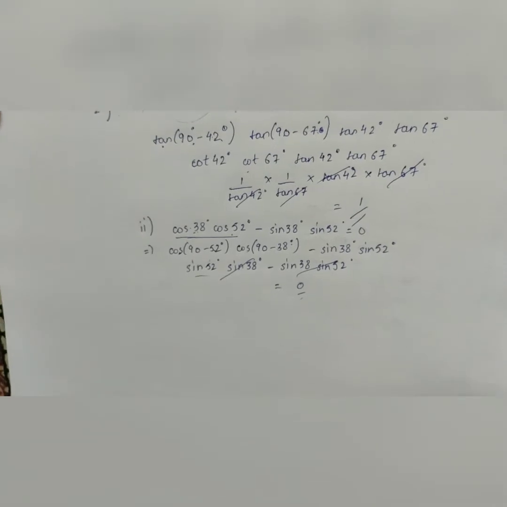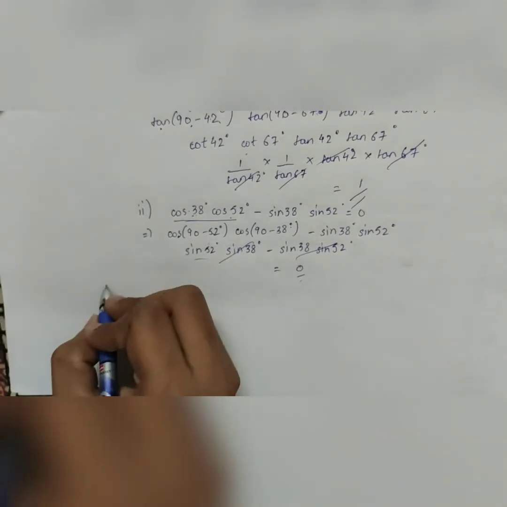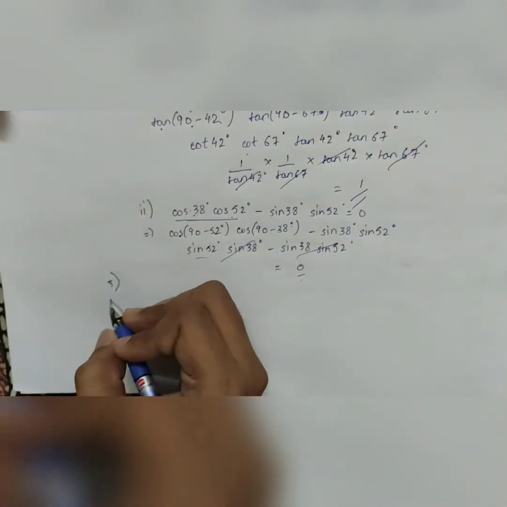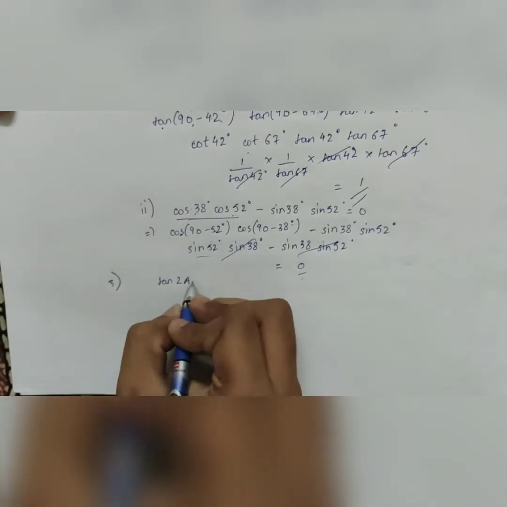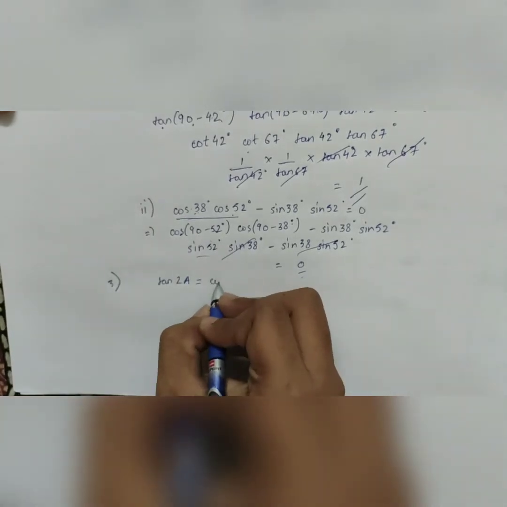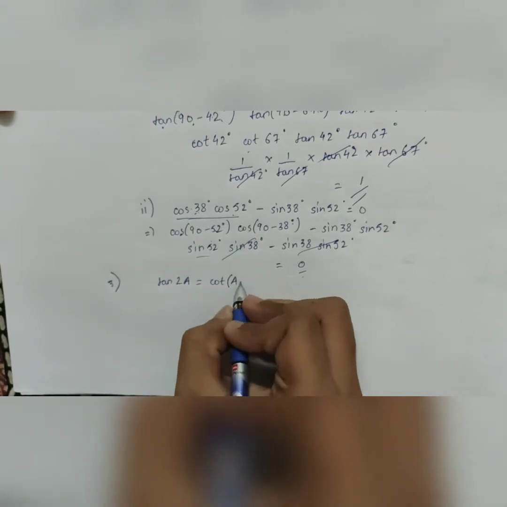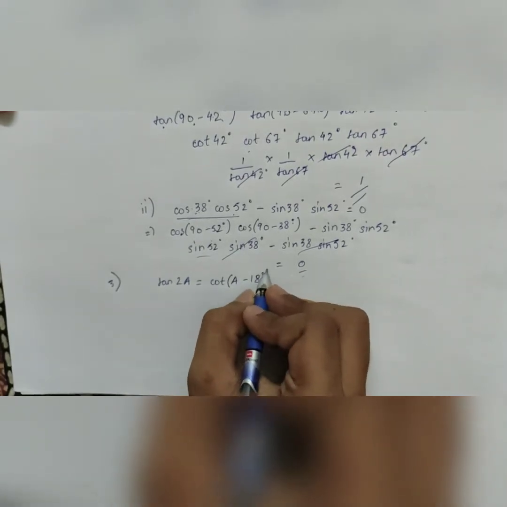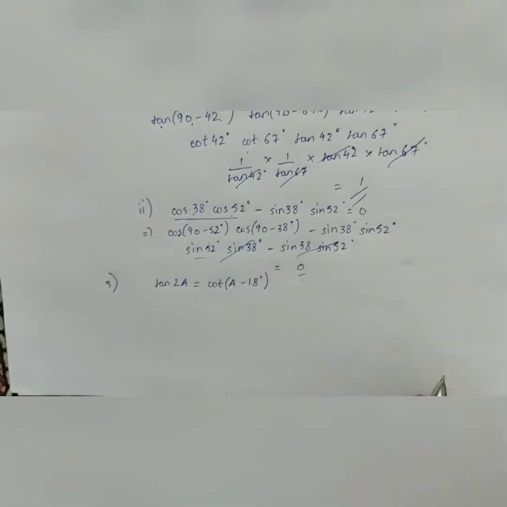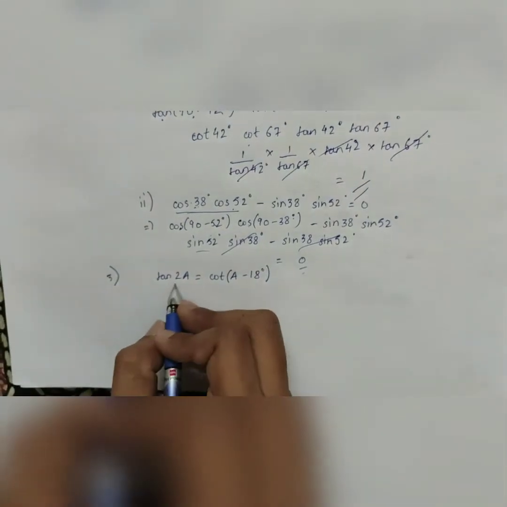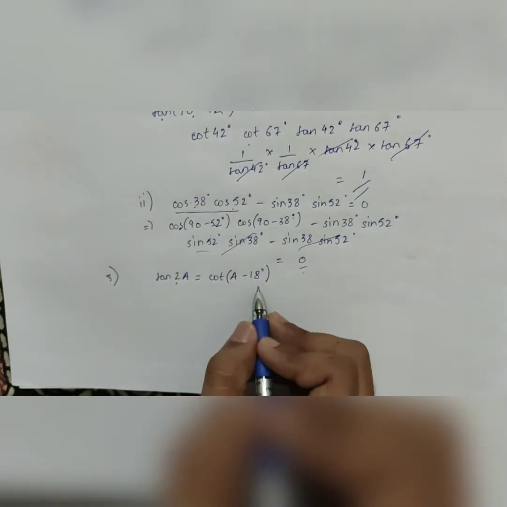So the next question is the third question, that is, if tan 2a is equal to cot a minus 18, we need to find the value of a, where 2a is an acute angle. So tan 2a is equal to cot a minus 18.